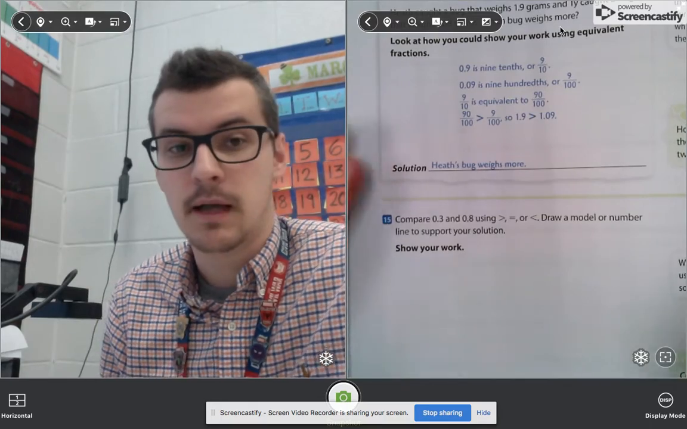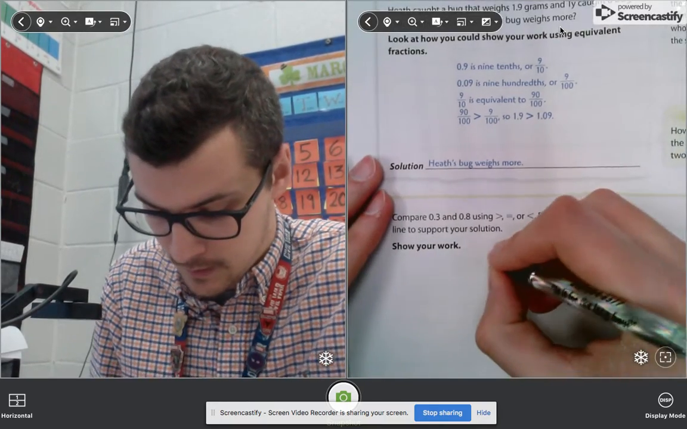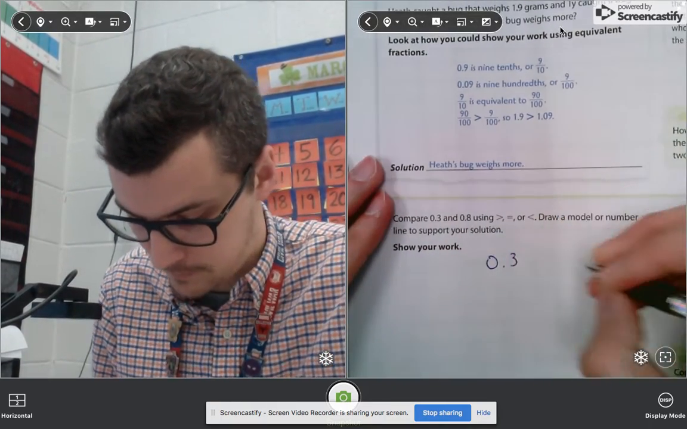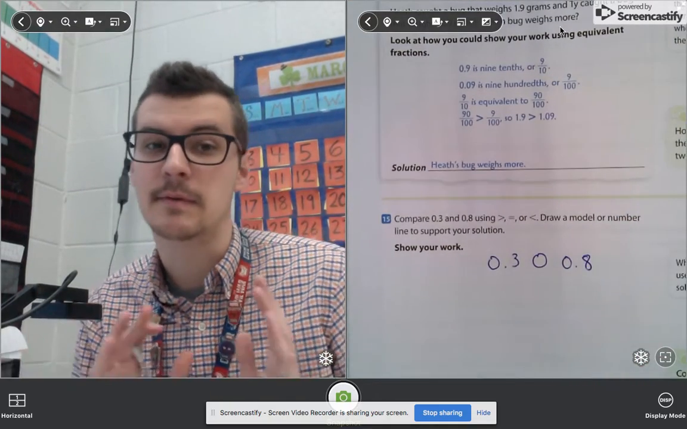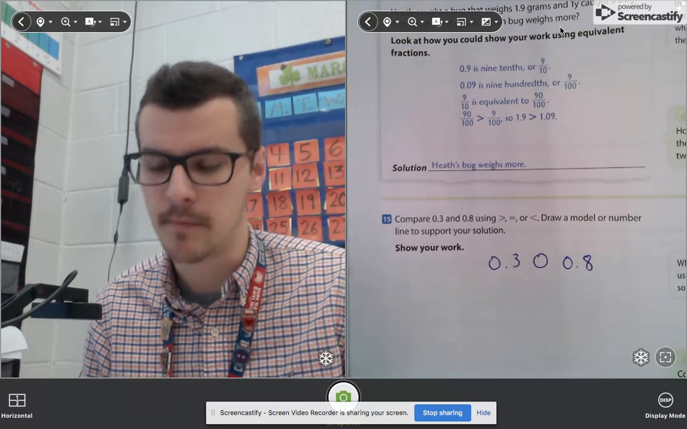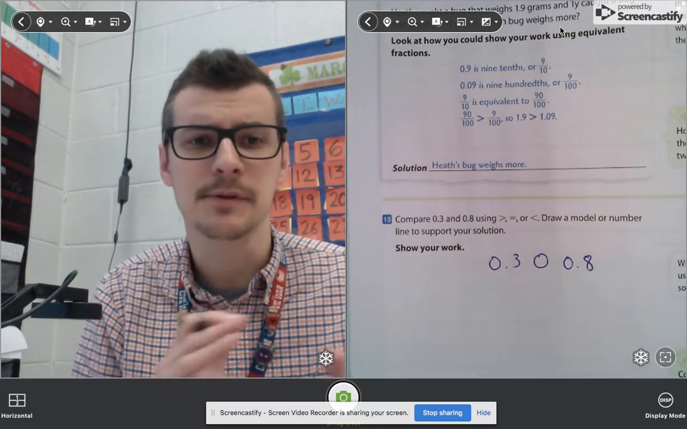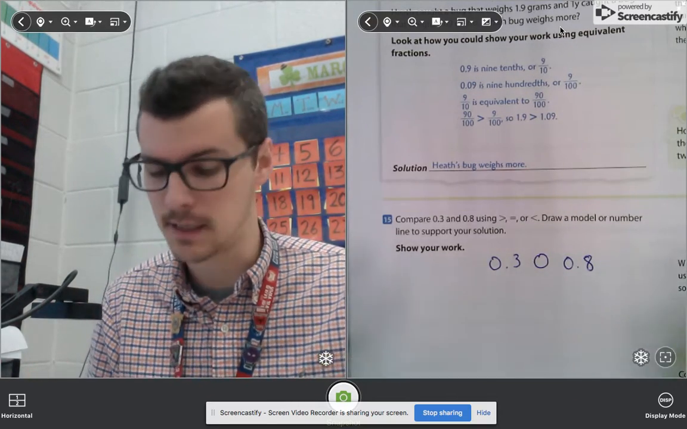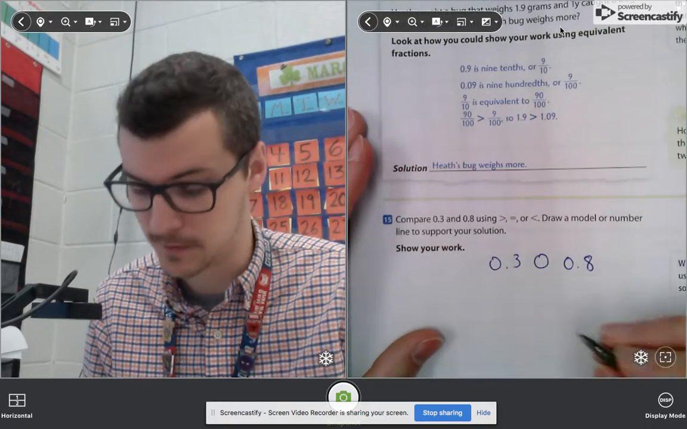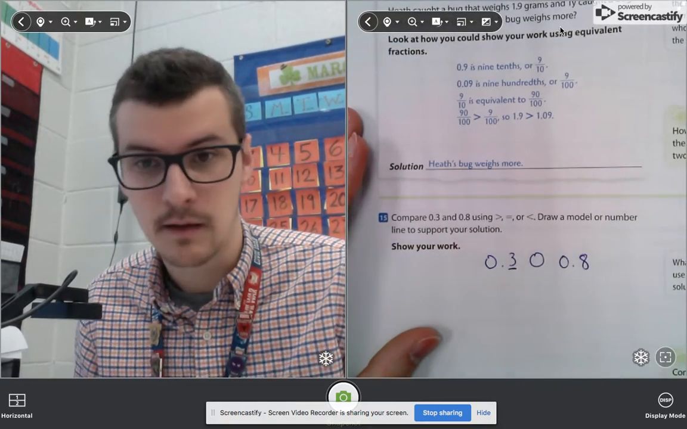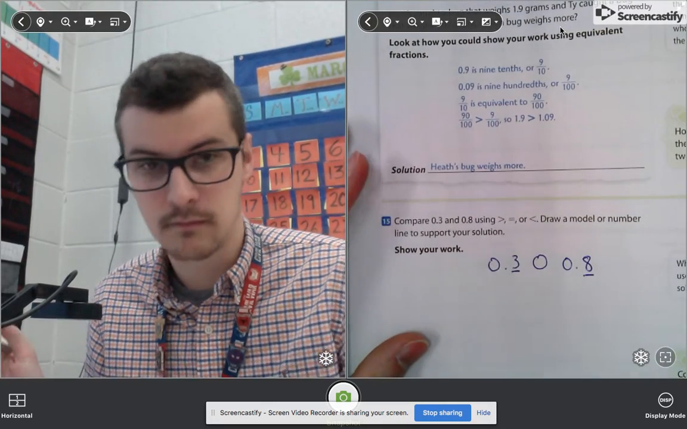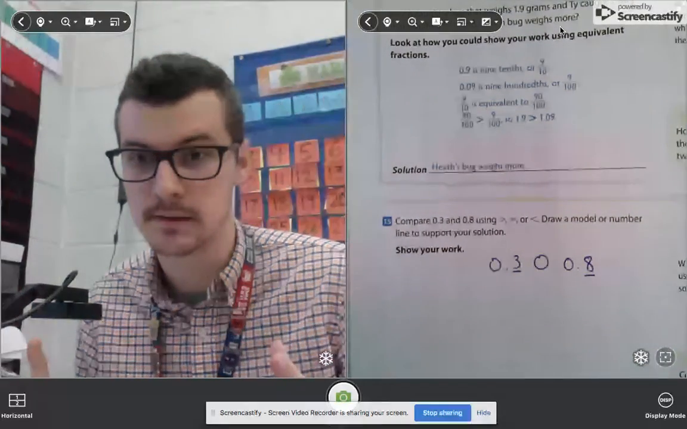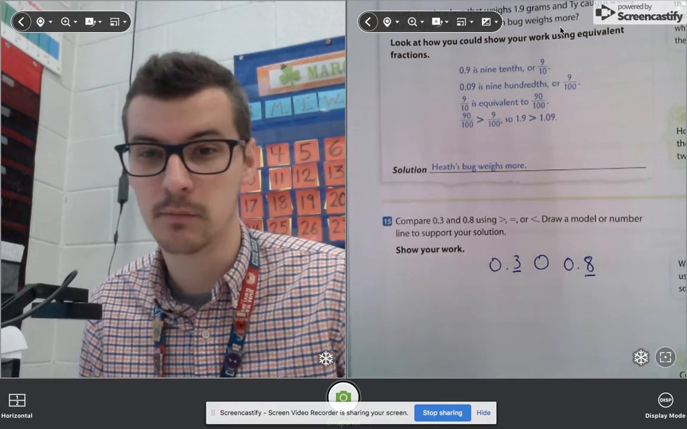Okay, so when I'm comparing, I like to ask myself, do we have this on an even playing field? What I mean by that is, are we comparing apples and apples or apples and oranges? In this case, it is apples and apples because we have a digit in the tenths place and a digit in the tenths place. So we are on a level playing field.